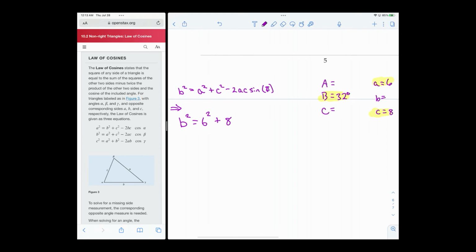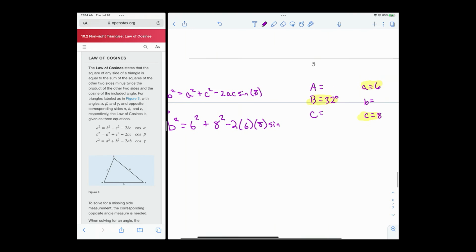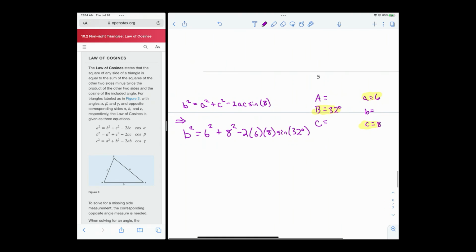We know little c. And then we have 2ac sine B, which is 32 degrees. All of this can be typed into Wolfram Alpha or a calculator. I'm just going to use a calculator because it'll be a little bit faster.